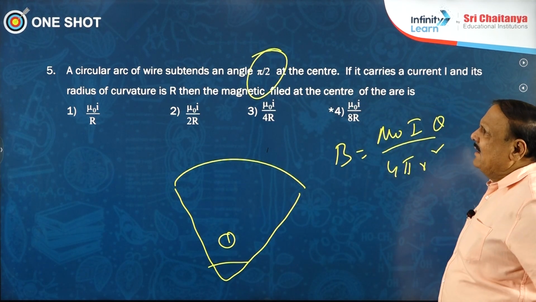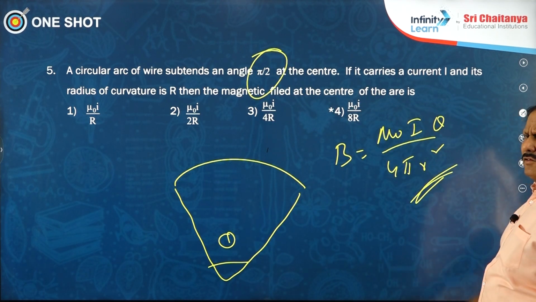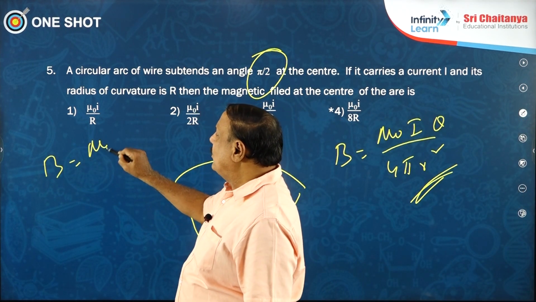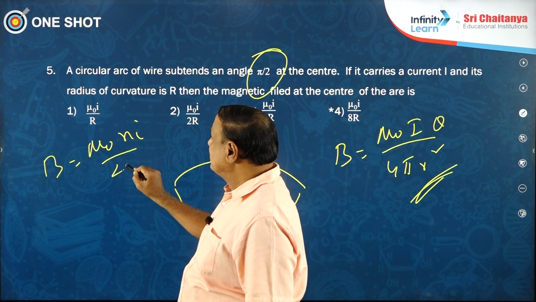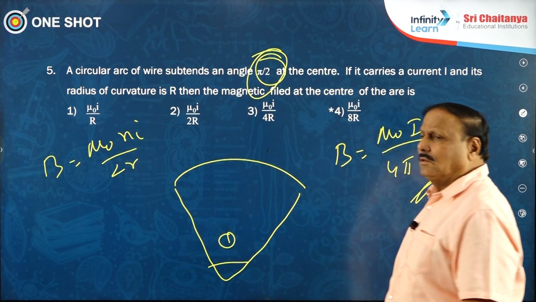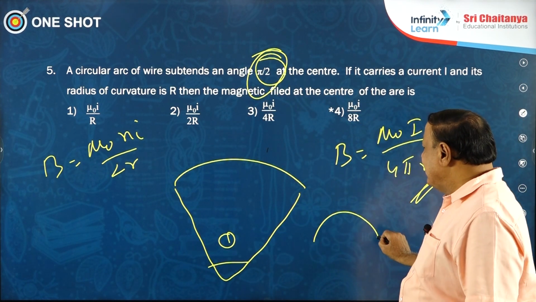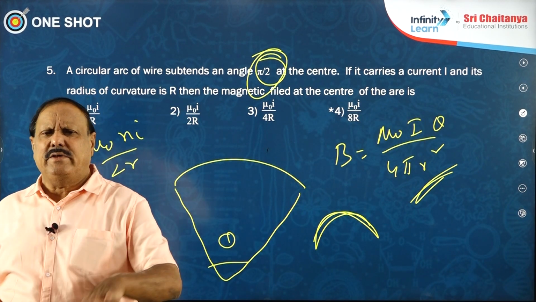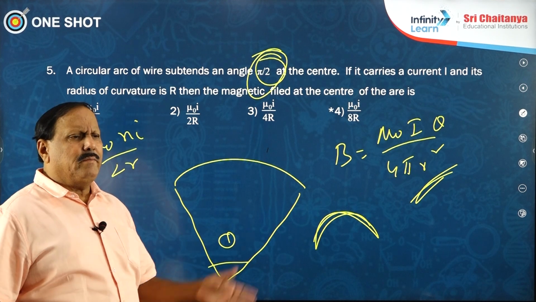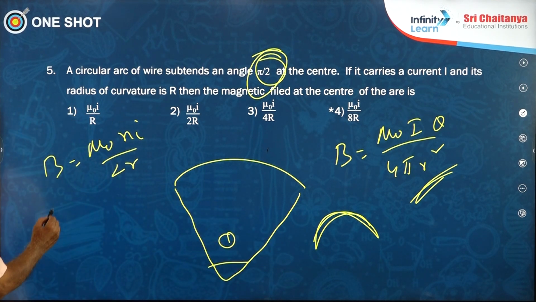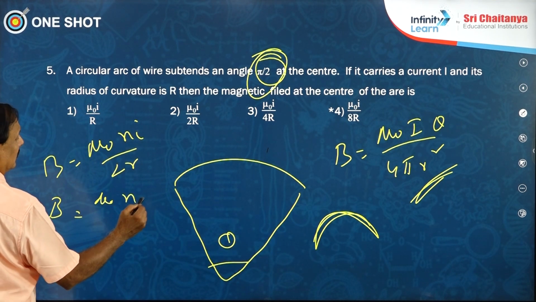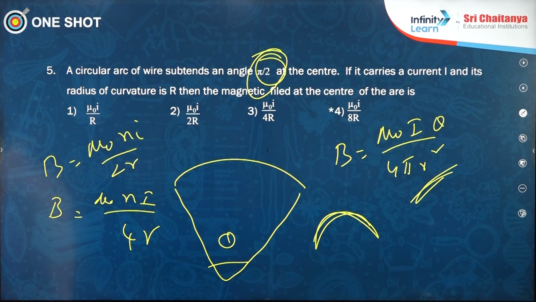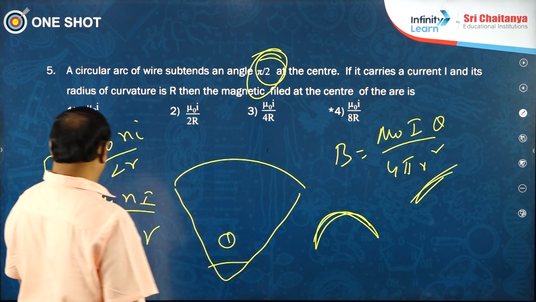as pi by 2. Actually, without going to this also we can say, because magnetic induction due to a complete coil is B equal to mu naught Ni by 2 r. Arc pi by 2 is nothing but a semicircle. So in the case of a semicircle, if the circle is B, the semicircle is B by 2. So simply B is equal to mu naught Ni by 4 r.